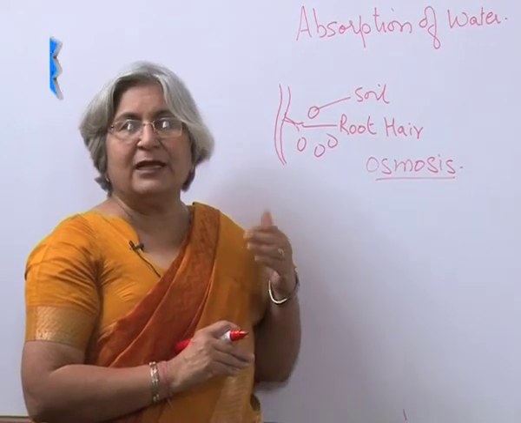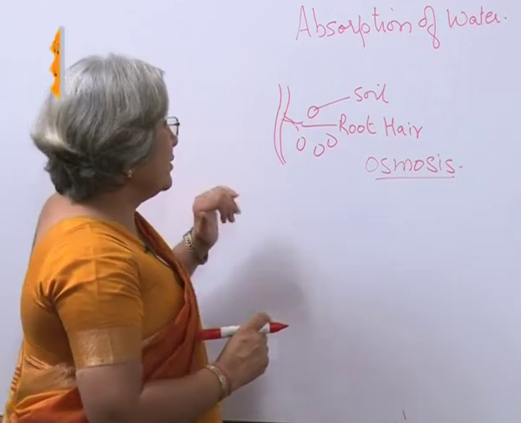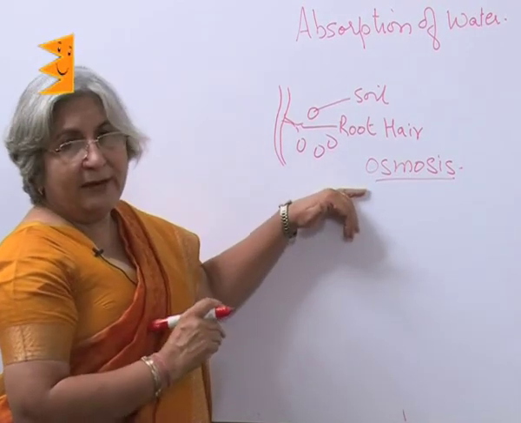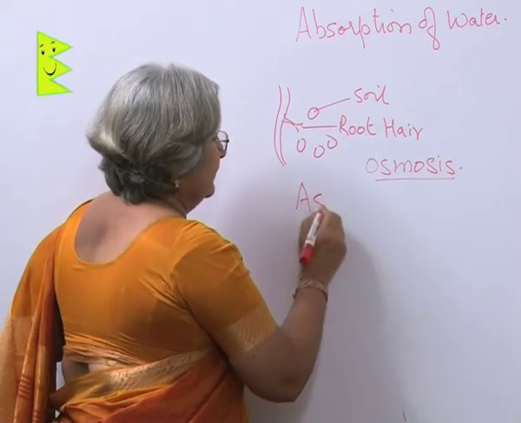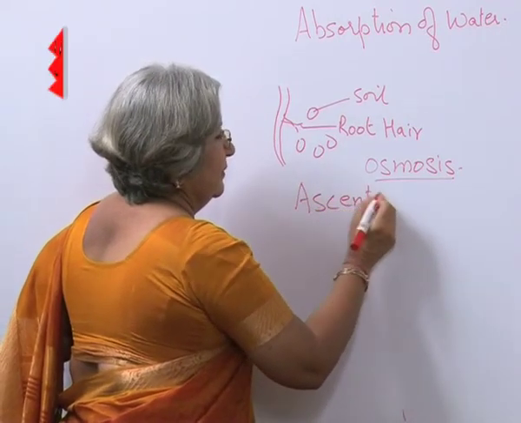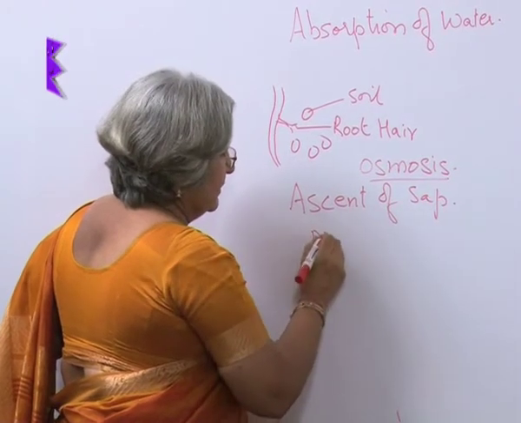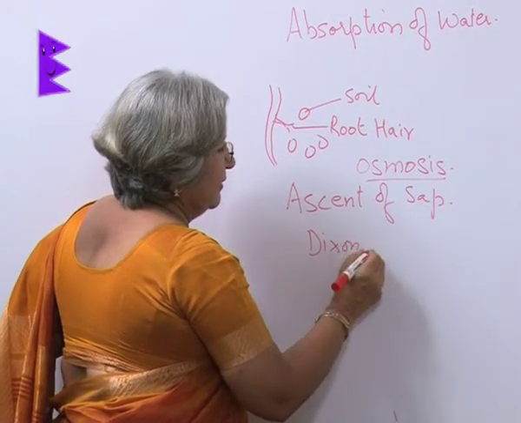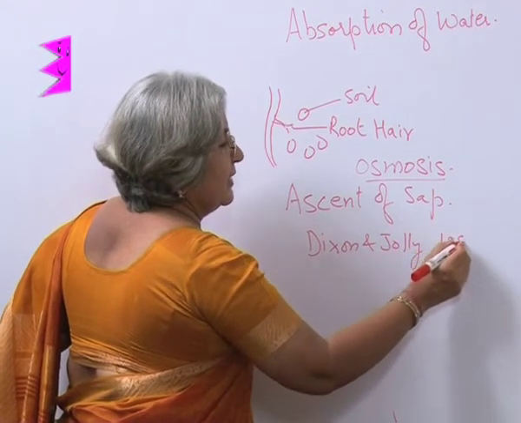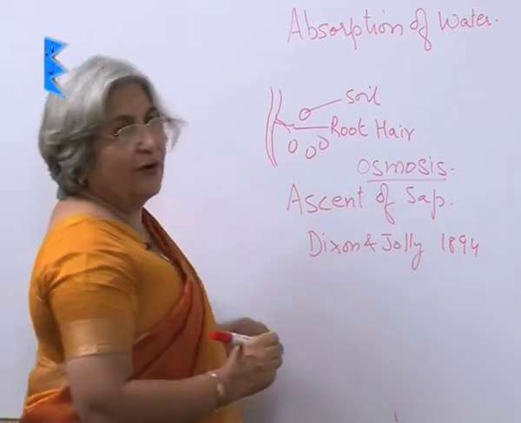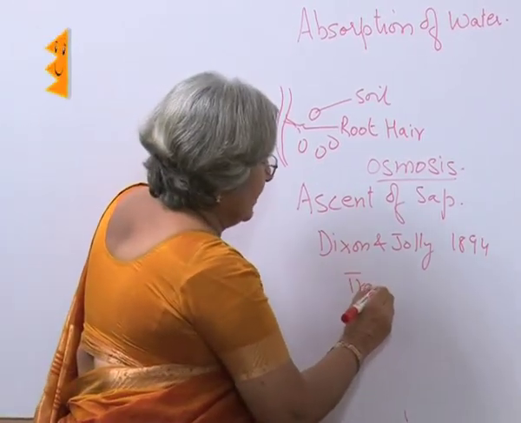Then we come to the actual transportation of water. The transportation of water and minerals is through ascent of sap. There were scientists Dixon and Joly who in 1894 gave this theory of transpiration pull. Now, what does this mean?